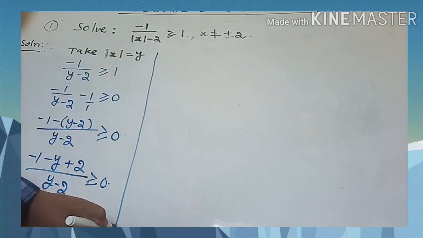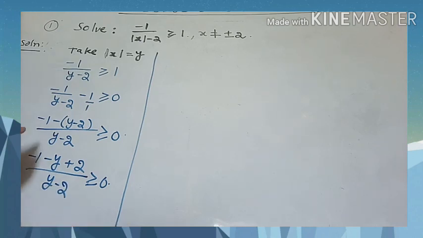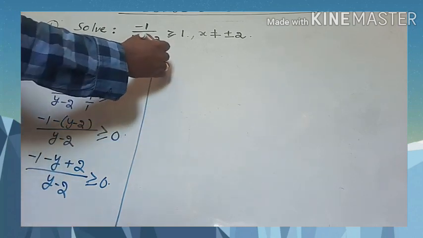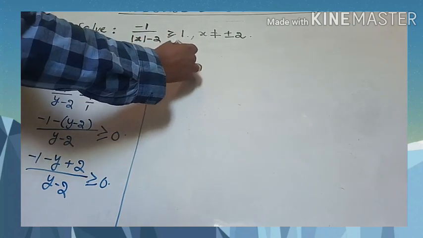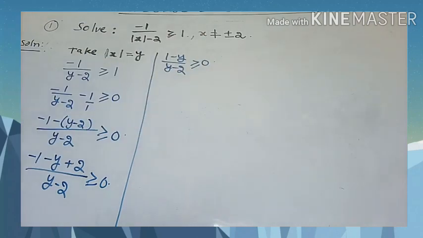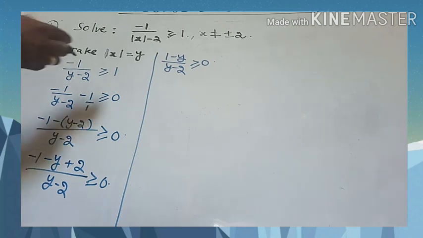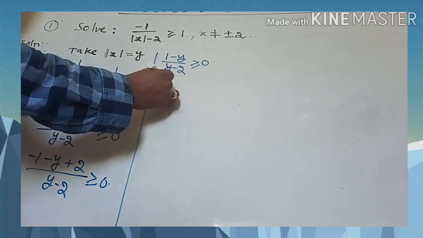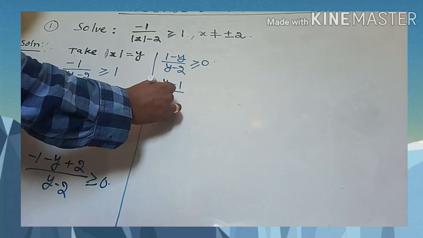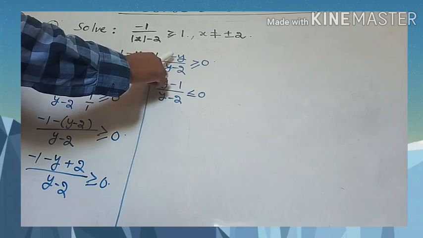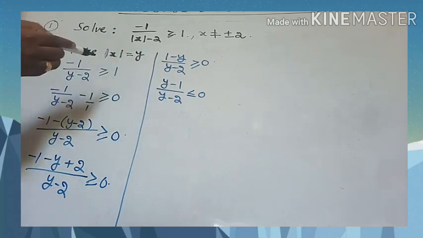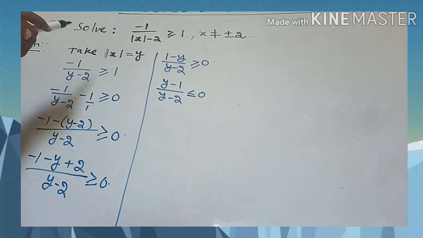Now minus 1 plus 2 becomes 1, so we get 1 minus y by y minus 2 greater than or equal to 0. How will we solve this problem? By multiplying by a minus sign on both sides, we get y minus 1 by y minus 2 less than or equal to 0, because 1 minus y becomes y minus 1 and the inequality is reversed.